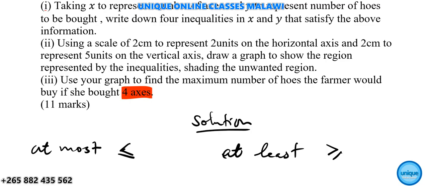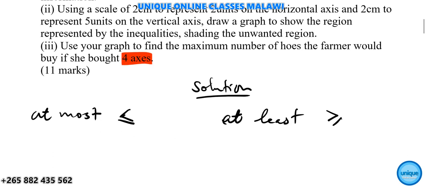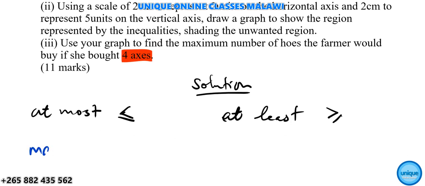At most means less than or equal to. Sometimes they use maximum and minimum. Maximum means less than or equal to, while minimum means greater than or equal to.